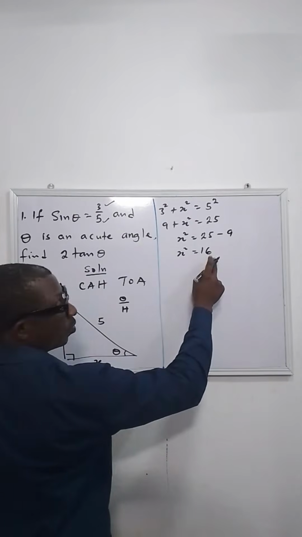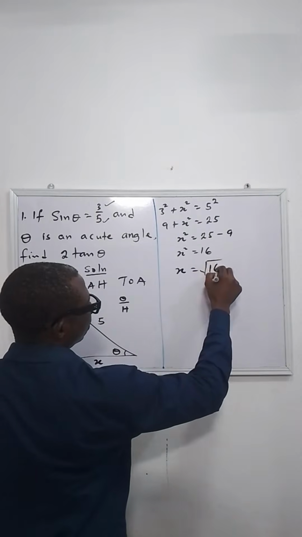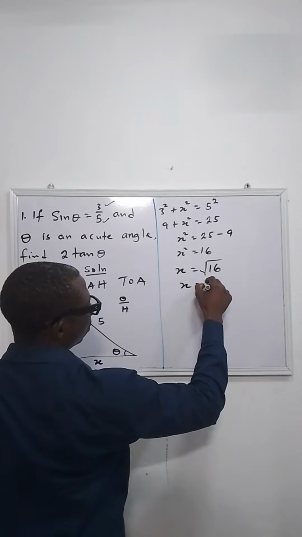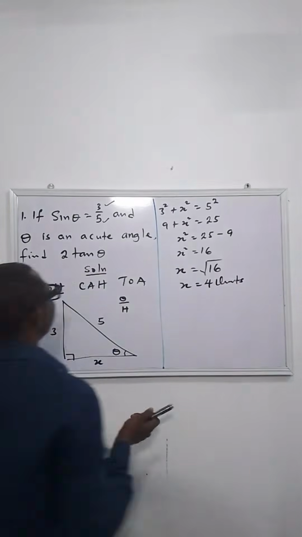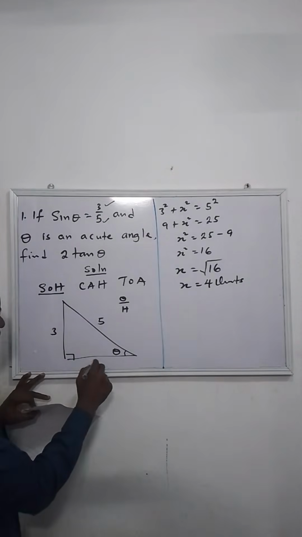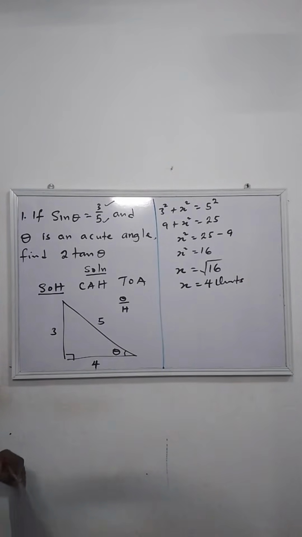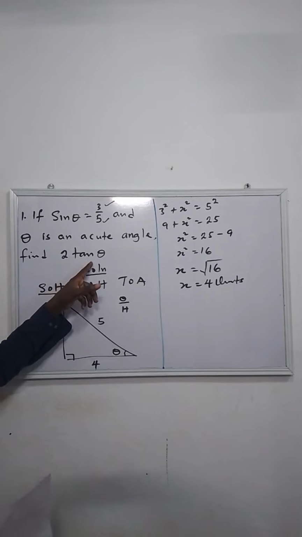So you take the square root of both sides. We have x equals square root of 16. So x is 4 units. So that means what we have here now is 4. But what the question wants us to get is 2 tan theta.